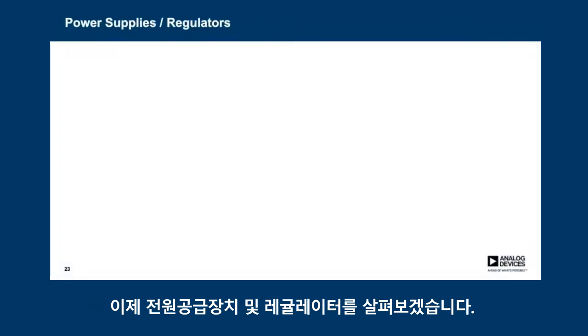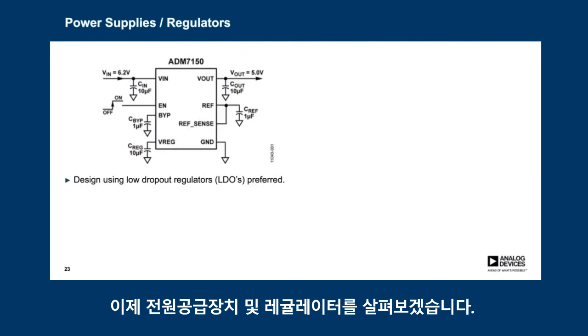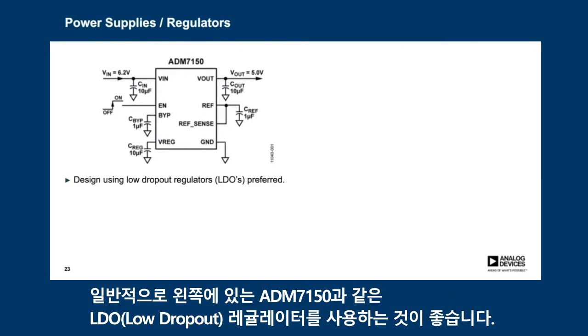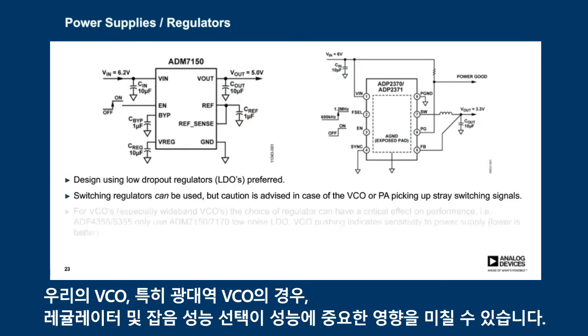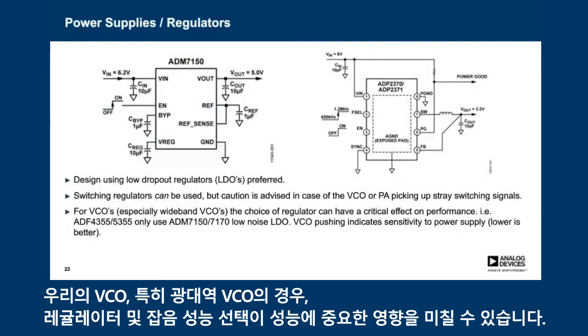So considering now power supplies and regulators, in general we do recommend using low dropout regulators or LDOs, like on the left-hand side there, the ADM7150. Switching regulators like the ADP2370 can be used, but caution is advised in the case of the VCO or the PA picking up the stray switching signals that come from the switcher. For our VCOs, and especially the wideband VCOs, the choice of regulator and the noise performance as such can have a critical effect on the performance.